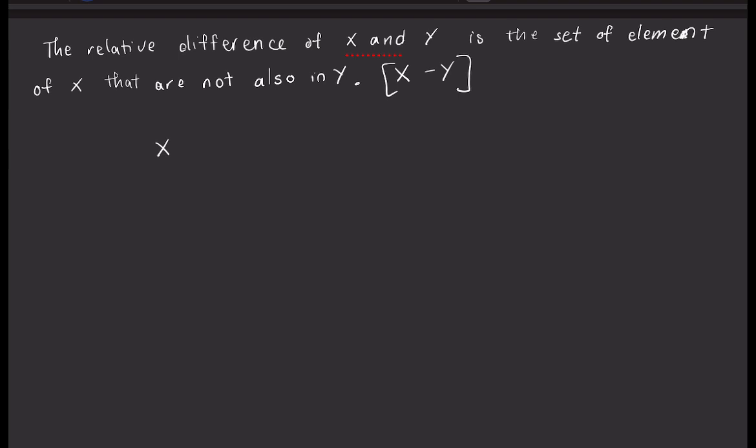So we have X minus Y equal to all x that belongs to the universal set U, so that x belongs to the larger X and x does not belong to Y. That's the relative difference of the two sets.